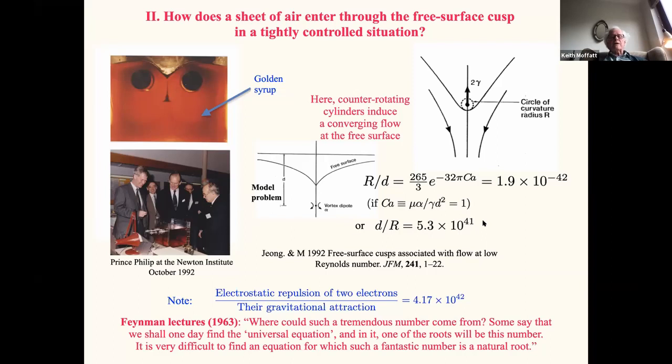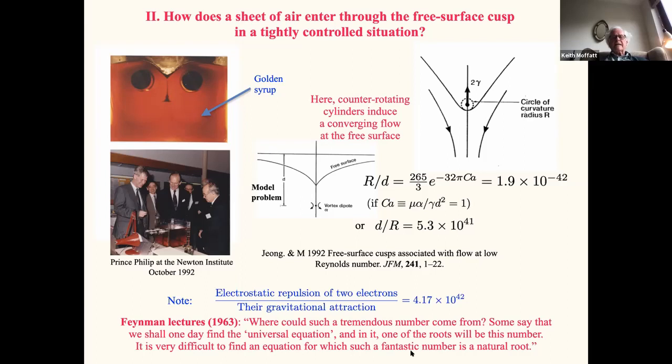I say ridiculous because it's less than the radius of the proton if the dimensions of this apparatus are, say, of order 10 centimeters. But here I like to note this point, and it was made by Feynman in his lectures in 1963. He was commenting on the ratio of the electrostatic repulsion of two electrons to their gravitational attraction. And that number is 4.17 times 10 to the power 42, a huge number. And he says, where could such a tremendous number come from? Some say that we shall one day find, quote, a universal equation, and in it, one of the roots will be this number. It is very difficult to find an equation for which such a fantastic number is a natural root.